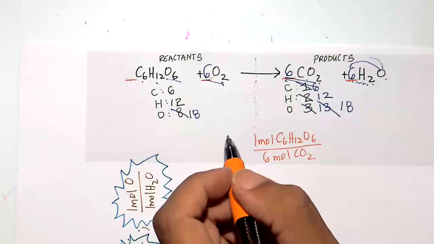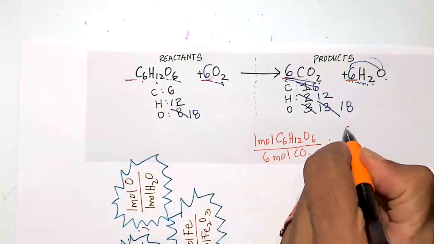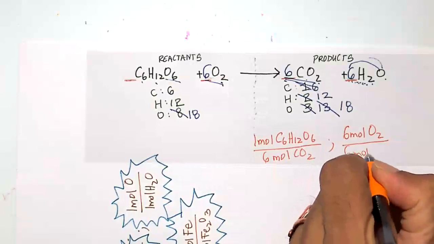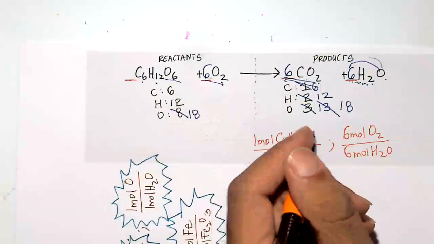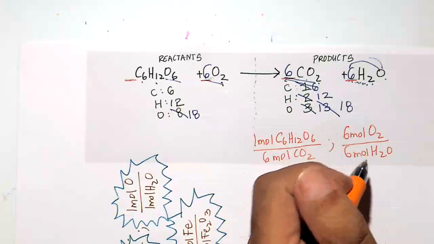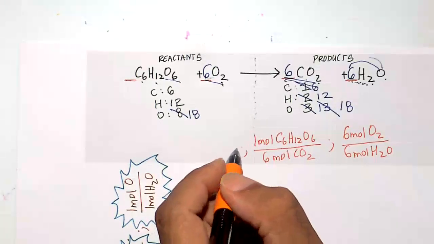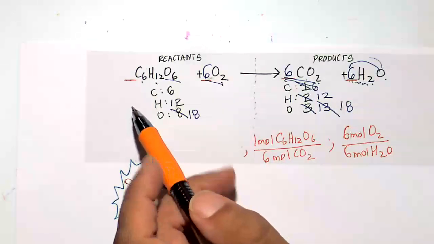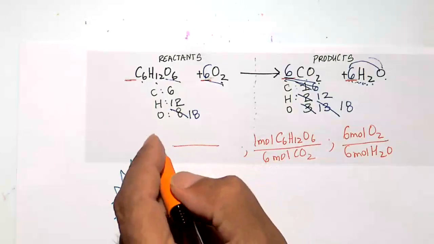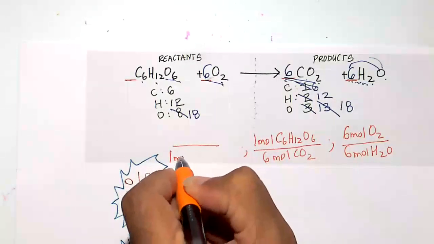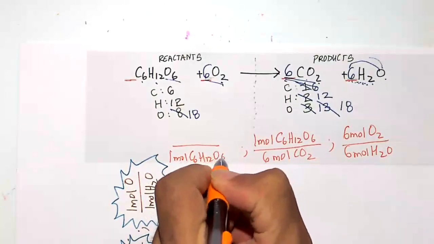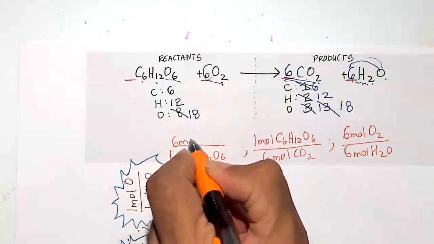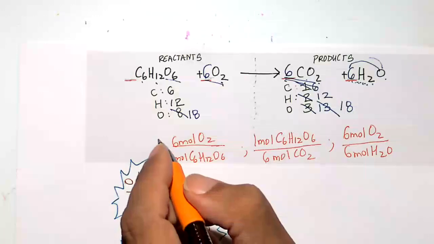For every, how many moles of oxygen do I get moles of water? For every 6 moles of oxygen there is 6 of water, which actually reduces to 1 to 1. Anything else you can think of? How many moles of C6H12O6 react with how many moles of oxygen? For every 1 mole of C6H12O6, how many oxygens react? 6 moles of oxygen is the answer.